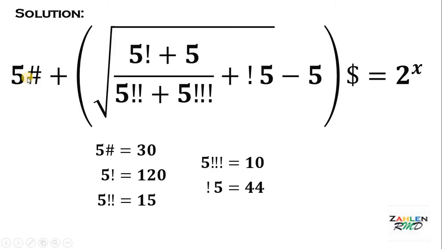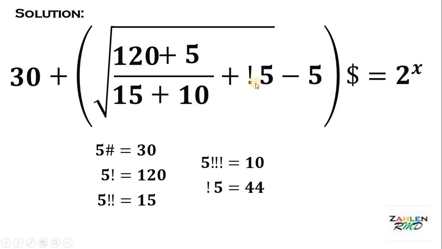Now, recall that 5 hashtag is equal to 30. 5 factorial is equal to 120. 5 double factorial is 15. 5 triple factorial is 10. And 5 subfactorial is 44. Now, 120 plus 5 is 125, all over 15 plus 10, which is 25. 125 over 25 will give us 5. 5 plus 44 will give us 49. And the square root of 49 is simply 7.